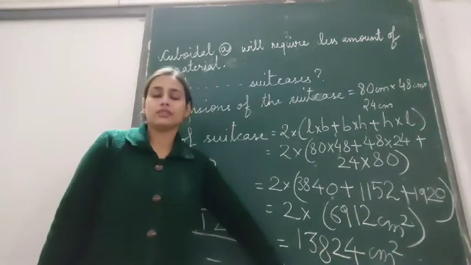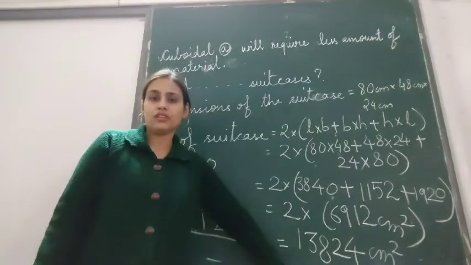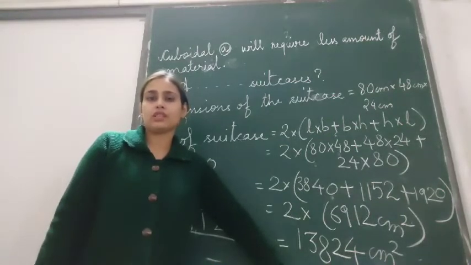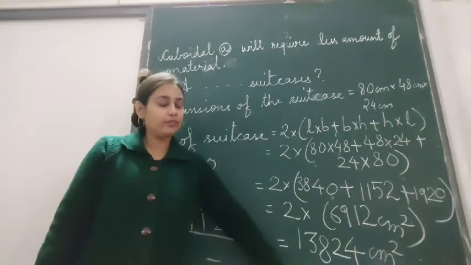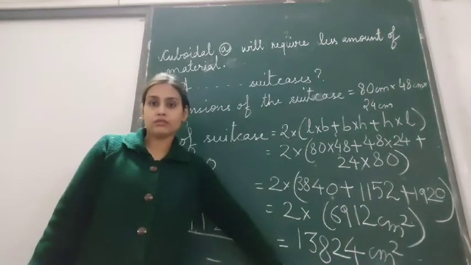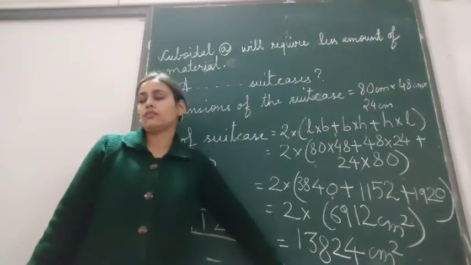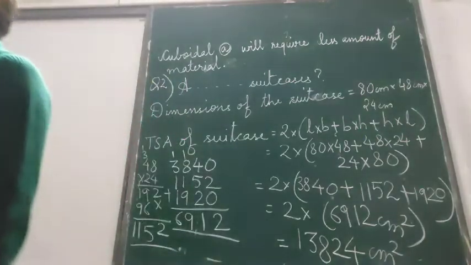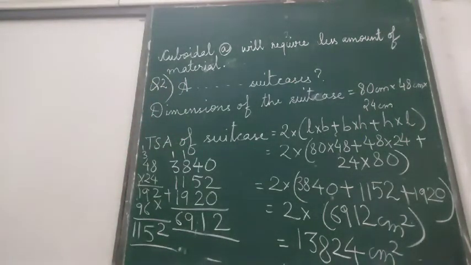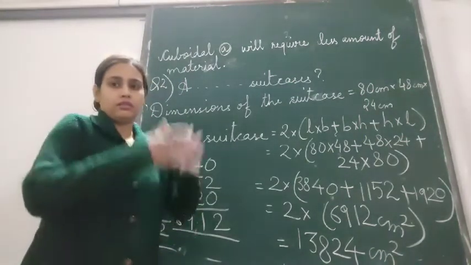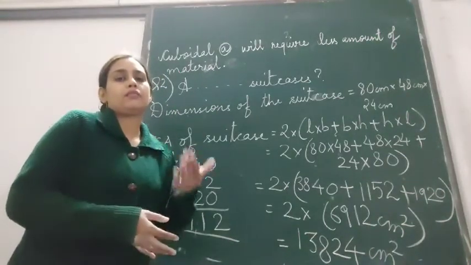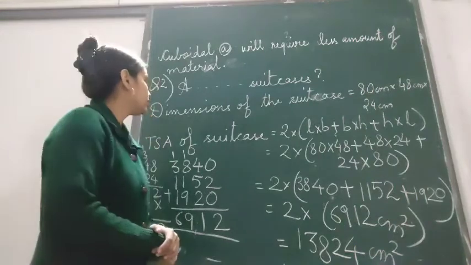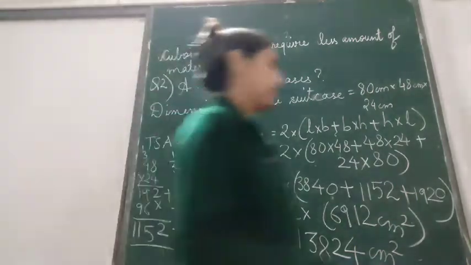But it is not over. There are 100 suitcases, right? So we need to find the total surface area of the 100 suitcases. Why? Because that will be equal to the cloth. Because we need to know the length of the cloth. How much cloth will be required? That cloth will be required according to the amount of area which is to be covered with the cloth.